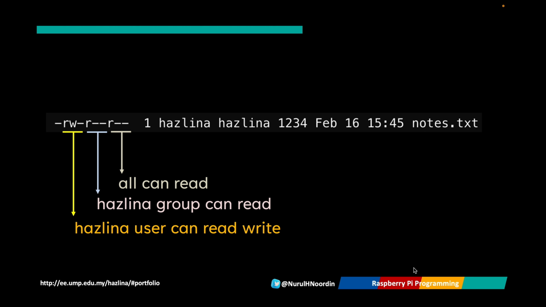These permissions ensure that only the file owner, Hazlina, can make changes, while others can only read the content. So here, what it means is that for the file notes.txt, the owner, Hazlina, can read or write, while the group and others can only read the file.